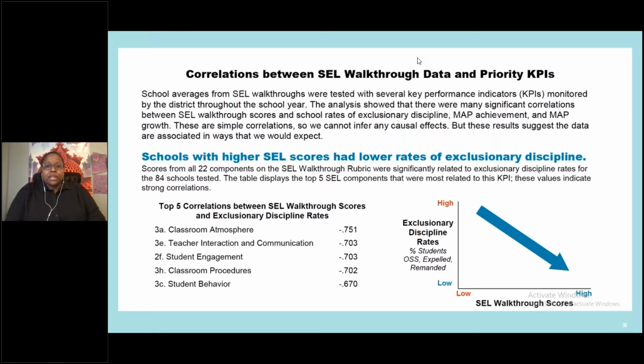So here, we wanted to make the connection between our SEL walkthrough and our key performance indicators, or our district standards. One of our goals was to reduce exclusionary discipline. We worked with our research and evaluation department to take our indicators from our SEL walkthrough rubric and locate correlations. As you'll see on the slide, schools that had high SEL scores had a lower rate of exclusionary discipline. Now, this is correlations, not causation, so I want to be clear. The areas that connected to that were classroom atmosphere, teacher interaction, student engagement, classroom procedures, and student behavior. Next slide, please.